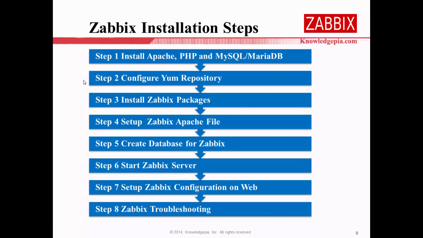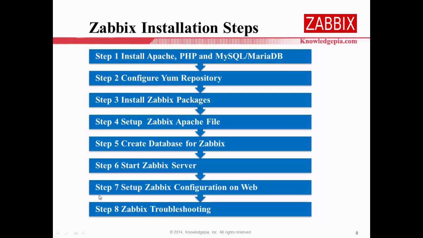So to install the Zabbix package, you need to install the Yum repository for Zabbix. And step 3, now you are ready to install Zabbix packages. If you are successful to install these packages, then step 4, we need to set up the Zabbix Apache config. And step 5, you need a database for Zabbix. This database will store all data from the Zabbix agent. Step 6, then we are ready to start the Zabbix server.